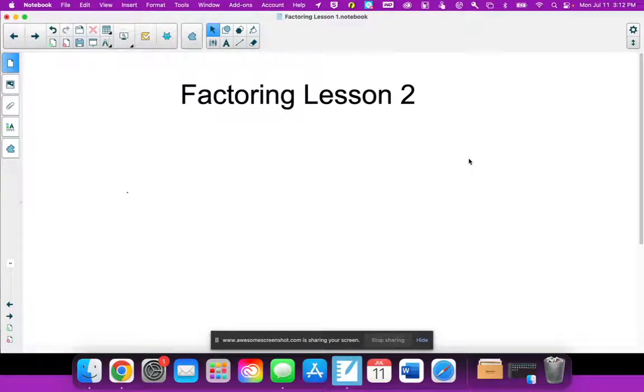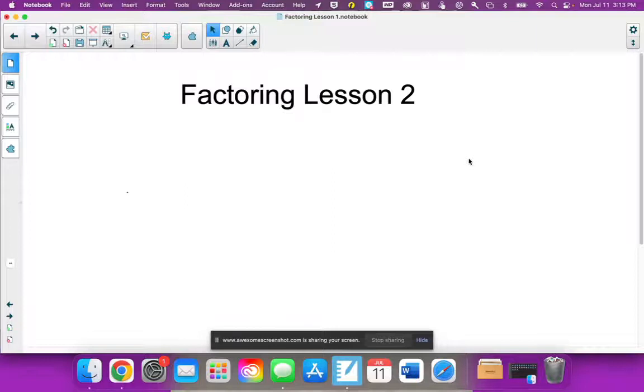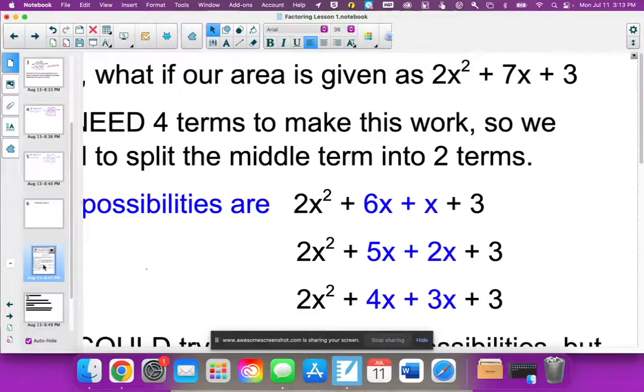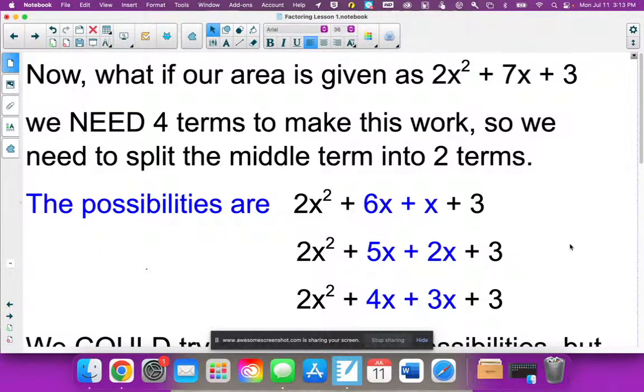Okay, so welcome back. We have so far done factoring based on greatest common factor, right? And area models. Okay, so we're going to kick it up a step today with a what if question, right? Because so far, think about what our area models have looked like. What if I gave you an area that was 2x squared plus 7x plus 3?